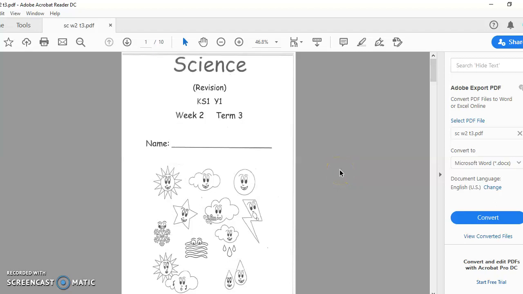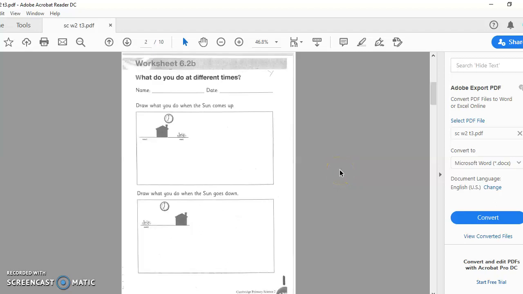For today's science, for the first activity, I know you guys will have lots of fun. So you have to draw what you see when the sun comes up. Okay? Now, or draw what you do when the sun comes up. Okay? So that means early in the morning, or just in the morning, you draw a picture of what you do when the sun comes up.